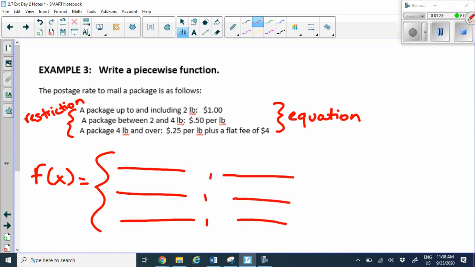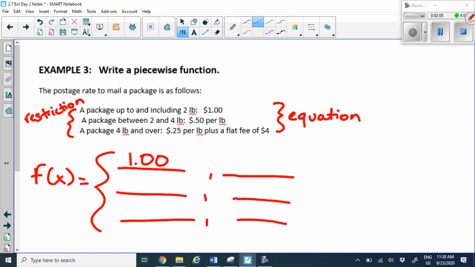Okay, let's get to the first part. I like to go from one sentence to another and then fill out the entire thing, okay? So a package up to and including 2 pounds, it's $1. So what that means is no matter what your weight is between 0 to 2 pounds, it's going to be $1. If it weighs 0.5 of a pound, it's $1. If it weighs 1 pound, it's $1. If it's 1.5 pounds, it's $1. So notice that is constant. So that means basically our equation is just $1. Anytime you just have a constant, it's just that number.